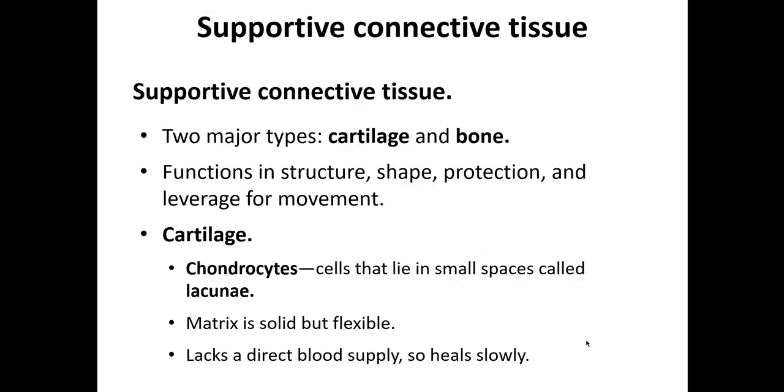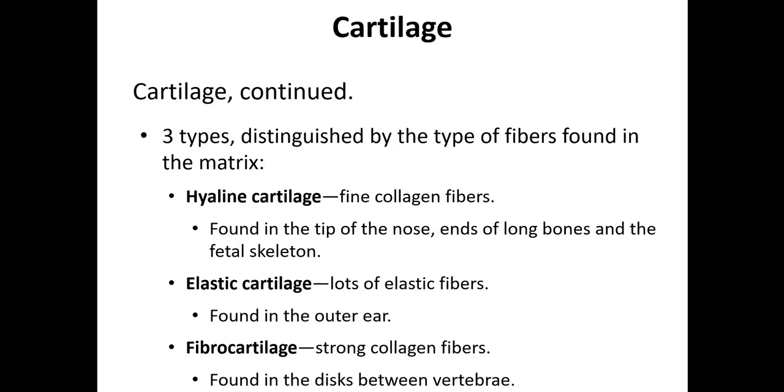Supportive connective tissues are cartilage and bone, and they provide structure, shape, protection, and leverage for movement. Cartilage is a lot more flexible than bone. The cells in the cartilage are called chondrocytes, which lie in small spaces called lacunae. The matrix around these cells is very solid but flexible, and they lack direct blood supply, so healing can be very slow. There are three types of cartilage.